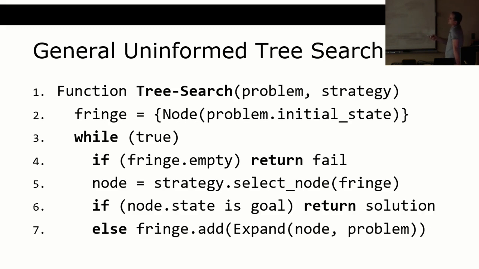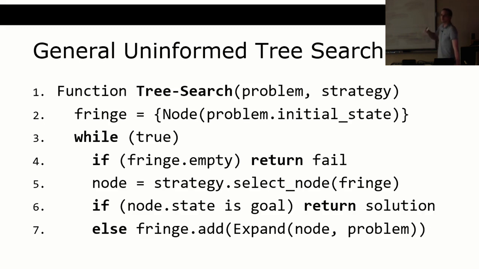If the fringe is ever empty, it means we have nowhere else to go. And we haven't reached a solution yet, so we return fail, no solution. There is no solution to this problem because we ran out of things to do. Otherwise, if there are things left in the fringe, we're going to set up this variable called node, and then we are going to take our strategy and use it to select a node to expand next from the fringe. So this is choosing the next thing to do.